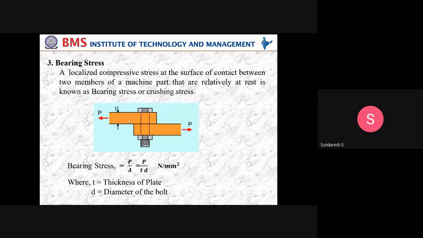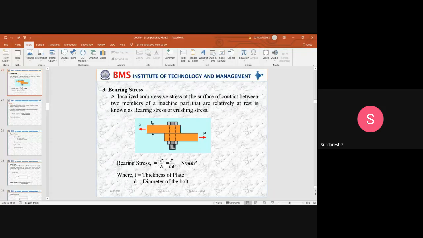Definitely, shearing stresses will take place with the plates. But in the case of a bolt, we are going to calculate the stress in the form of a bearing stress, not in the form of a shear stress. Okay, got it, understood. Any clarification, my dear students?